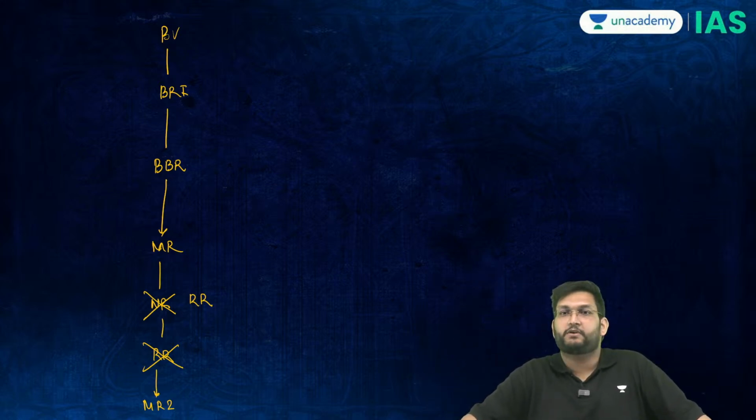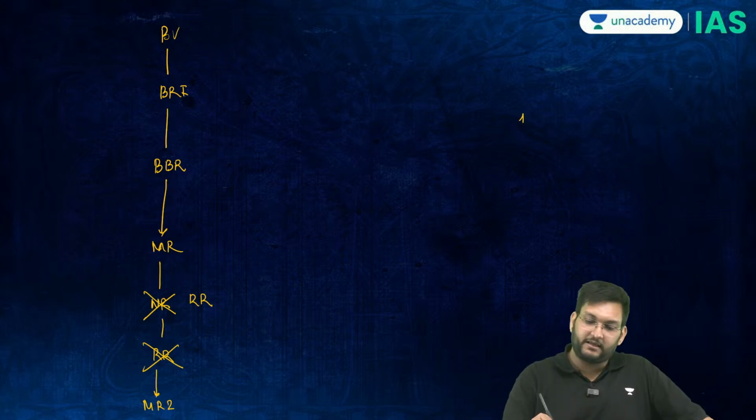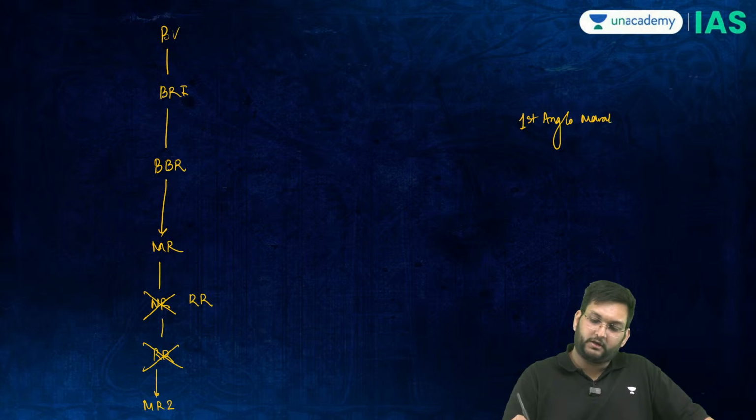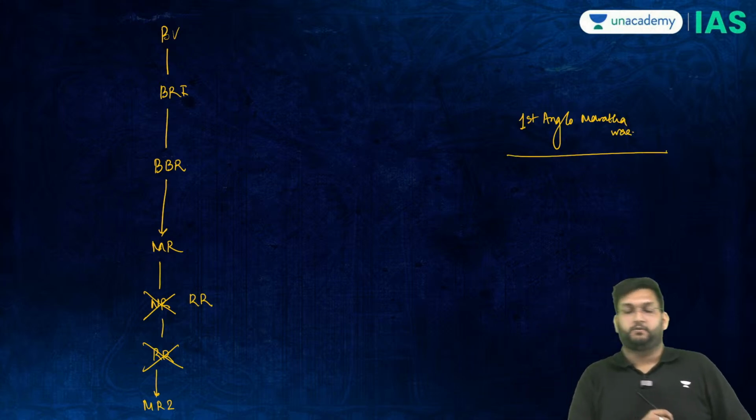Is this making sense to everyone? Basic internal politics of the Marathas. Because once the Bharbhai conspiracy removes Raghunath Rao, then we will see the first Anglo-Maratha war coming through. Yes? Very good.